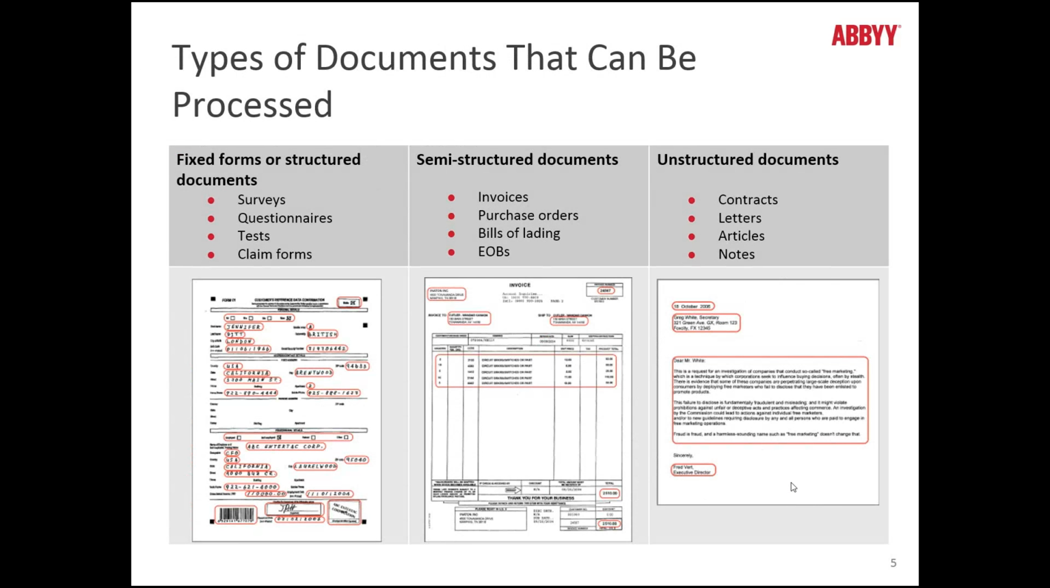So let's talk a little bit about the documents that you receive into your organization on a daily basis, and kind of how we categorize them or describe them when we're talking about a solution for data capture. So if we start on the left-hand side of this slide, you see the fixed forms. So these are the standard ones that come in. These are your claim forms. These are survey forms, things that we know that a certain piece of data is going to be located in a certain spot on that piece of paper.